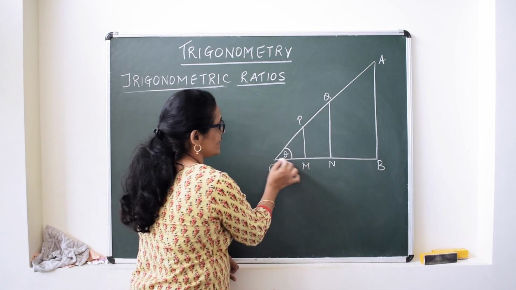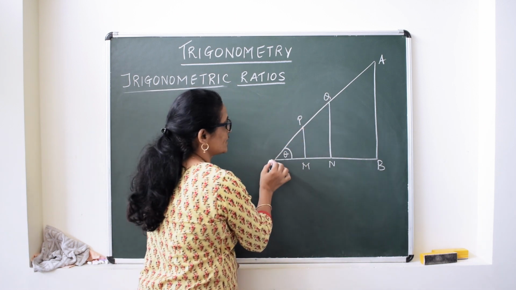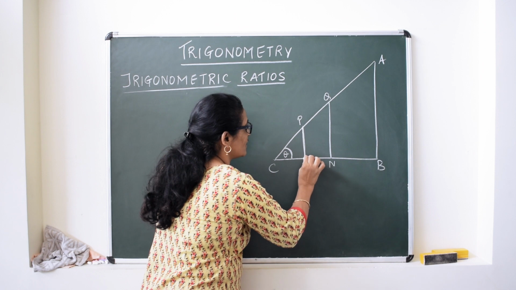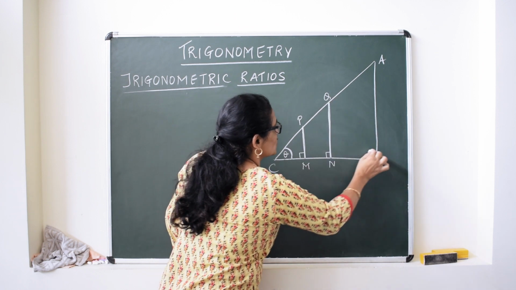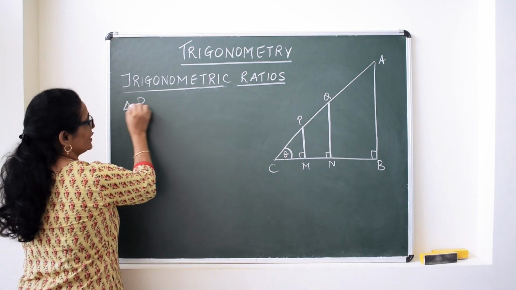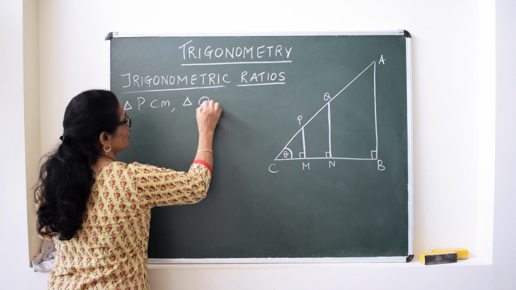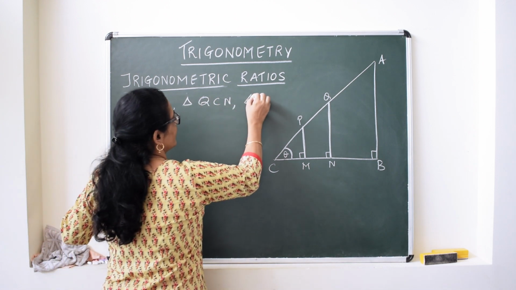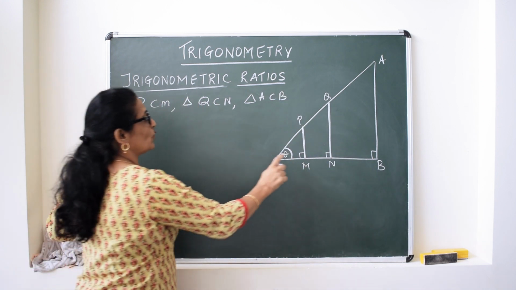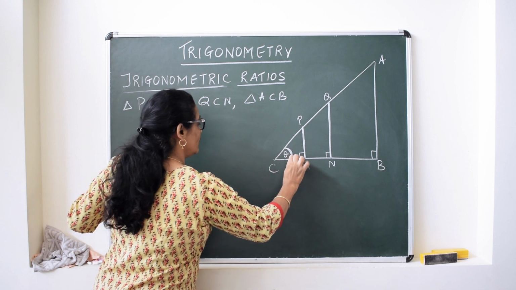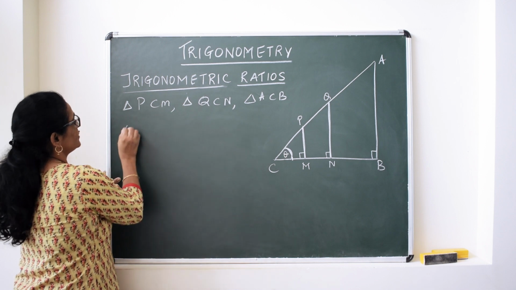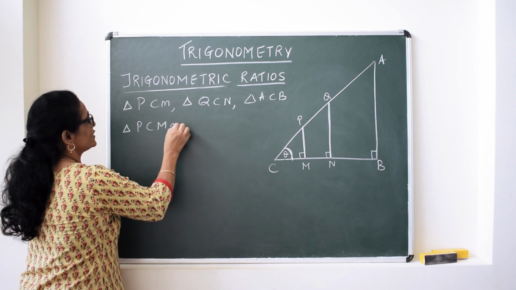This triangle PCM and triangle QCN, they are similar. Why? This is a common angle and these are, we have taken perpendicular. So all these three triangles what I have taken are right angle triangles: triangle PCM, triangle QCN and triangle ACB. All three are right angle triangles. So one angle is 90 degrees and they are sharing one acute angle, that is angle theta. It means that all these three triangles will be similar to each other.